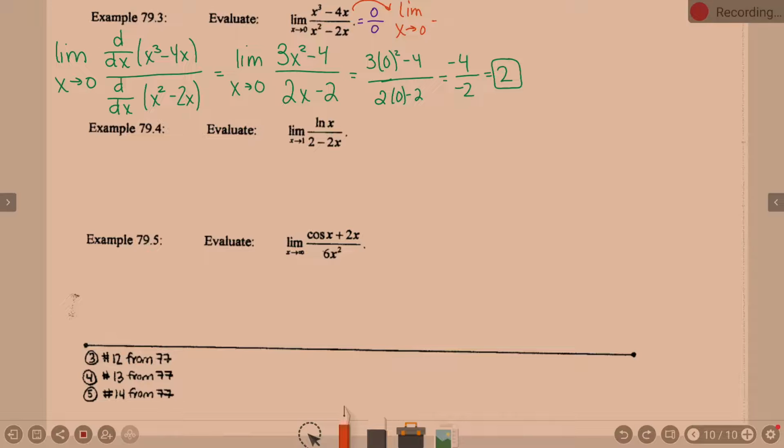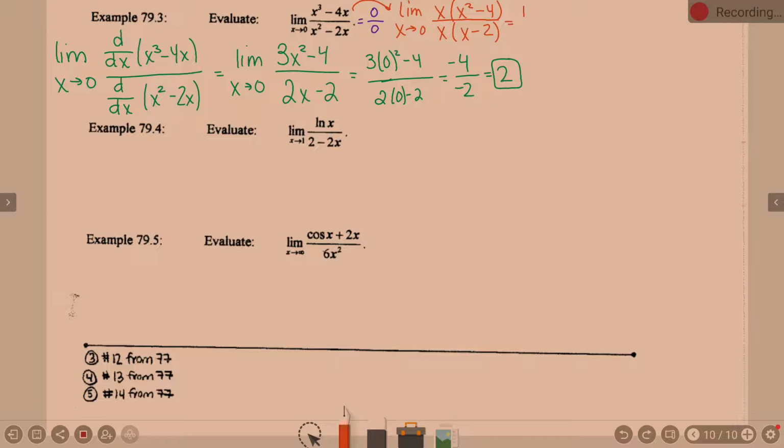So, let's see. GCF. What's the GCF on top? There's an x, right? So I'm going to factor out x, and then in parentheses, I'm going to have x squared minus 4. GCF on bottom. x. When I factor out that x, I'm left with x minus 2.